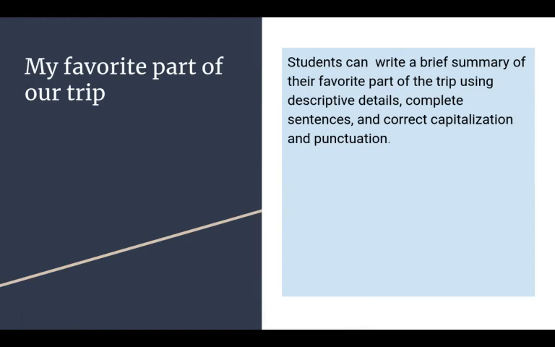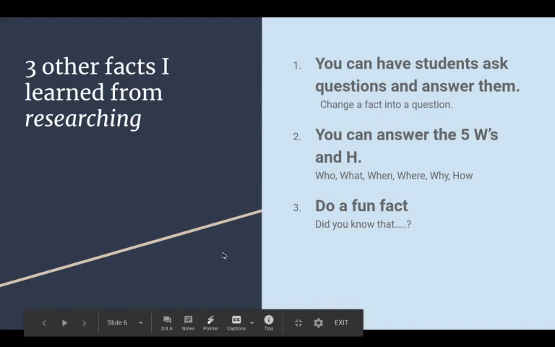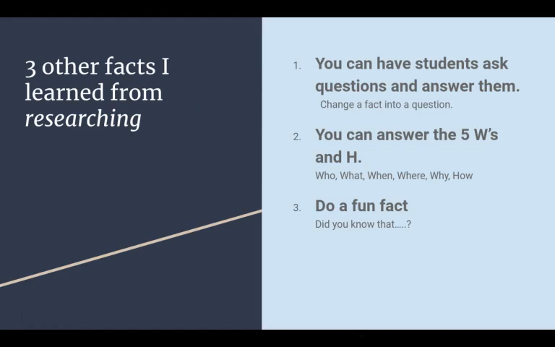One example, they could do my favorite part of the trip, and they can write a brief summary of their favorite part of the trip using descriptive details, complete sentences, and correct capitalization and punctuation. Another suggestion would be to have them put 3 new things that they learned, and then they could write a little detailed example or description of what they were talking about. Another idea is to have them write 3 other facts I learned from researching. Again, they can do all of these at once, or they could just choose 1 or 2.